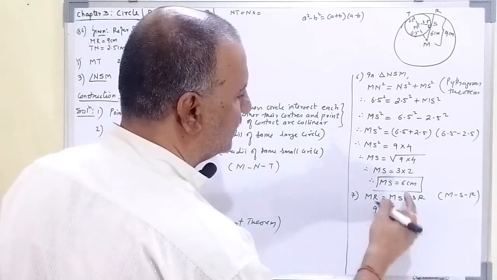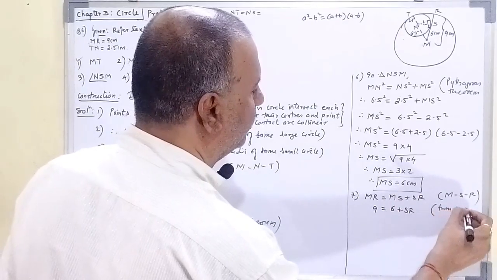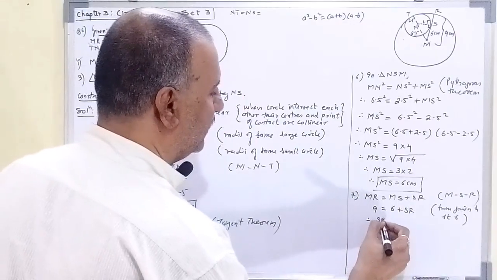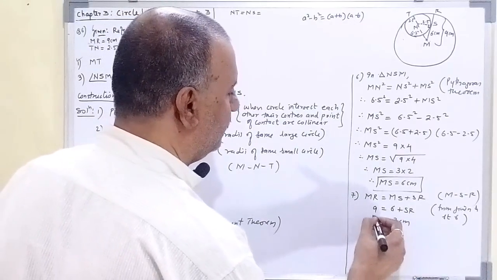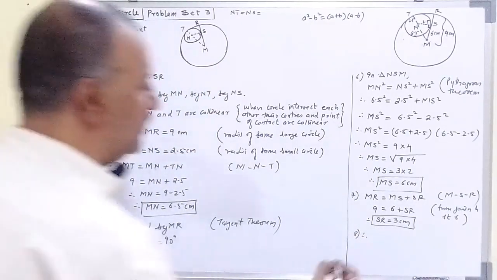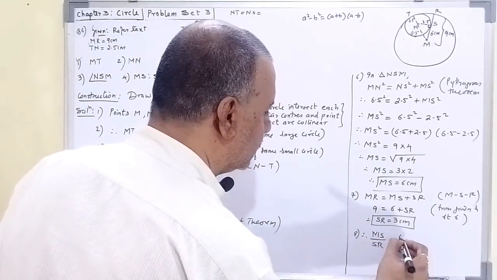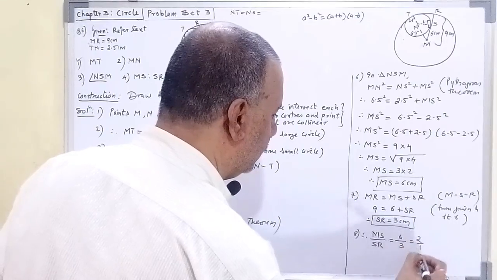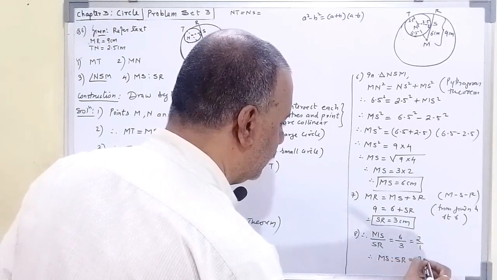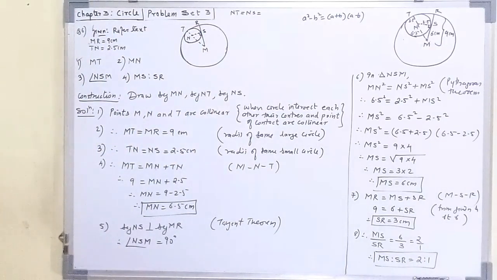MR is 9 centimeters, they already gave it to you. MS अभी हमने फाइंड किया 6 plus SR, from given and statement 6. Therefore SR equal to 3 centimeters. Statement 8, last. उन्होंने पूछा था रेशियो MS upon SR. MS upon SR equal to 6 upon 3, that is 2 upon 1. Therefore MS is to SR equal to 2 is to 1. So we completed question number 6.